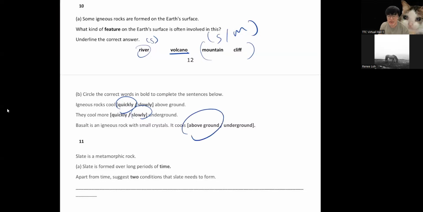All right, not too important. This above ground, underground, very rare in exam.